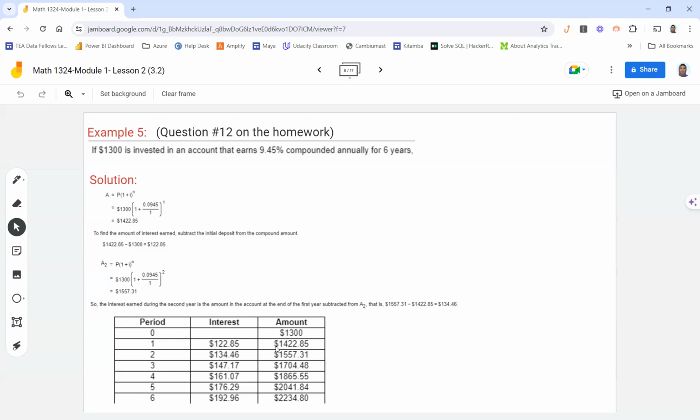Now, if you look at what happens when n is 2, same money, 1 plus 0.0945 divided by 1 because it's still yearly, but this time n value is equal to 2. For period 2, you can find your interest rate and your amount, and you can fill out the rest of the table by changing the n value to these numbers on the calculator.